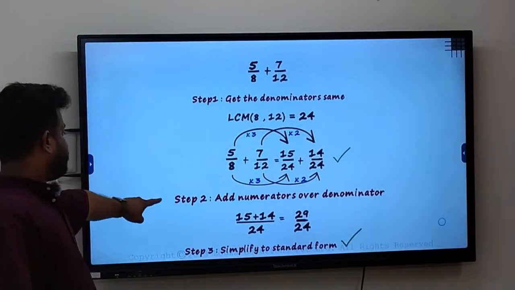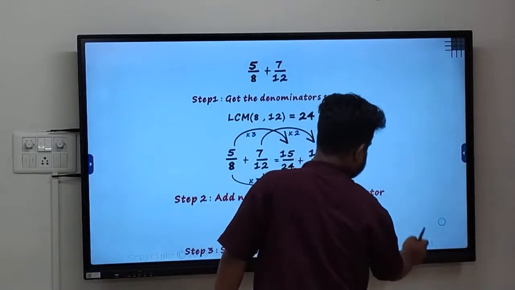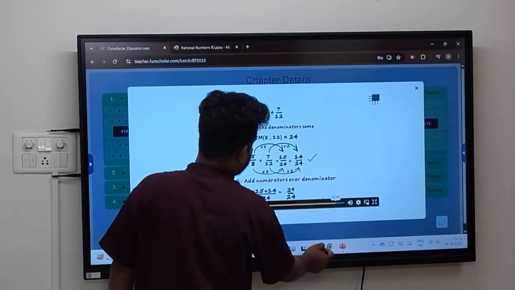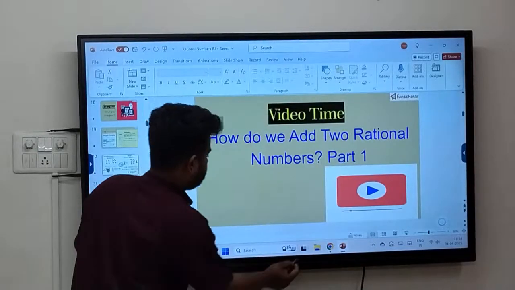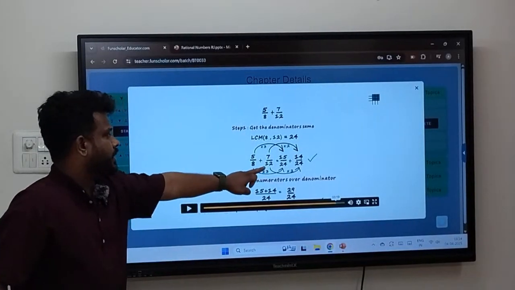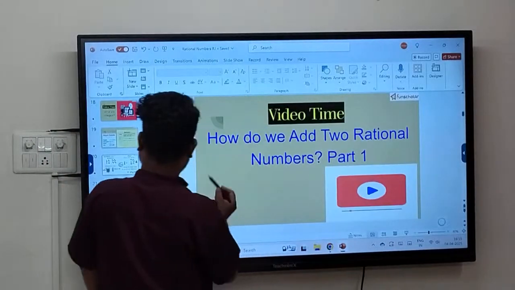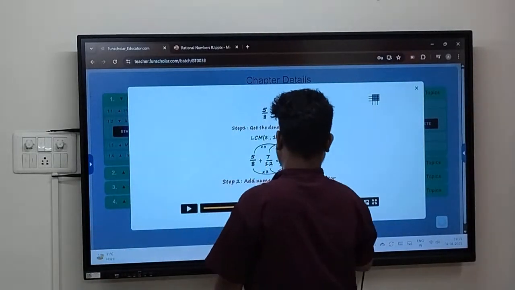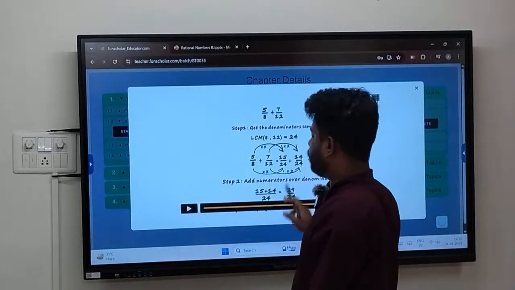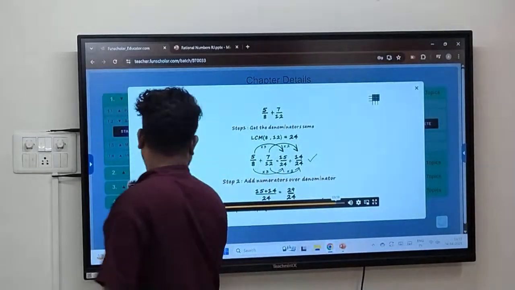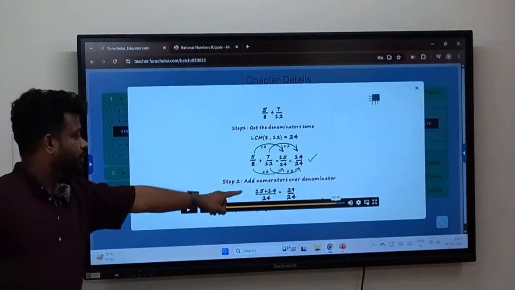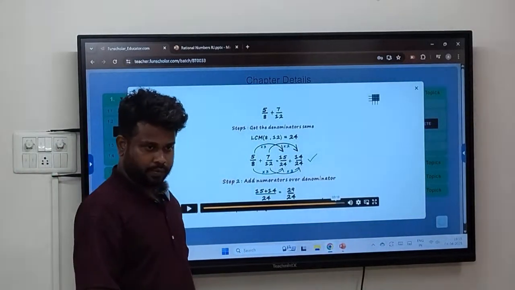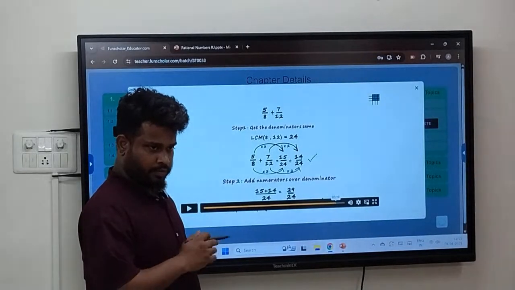Okay, step 2. We are just taking 15 by 24 and 14 by 24. In this step, they are just adding it. Write it down: 15 by 24 plus 14 by 24. Write it down in your copies. Write it down, and I am explaining. No problem, you don't need to.